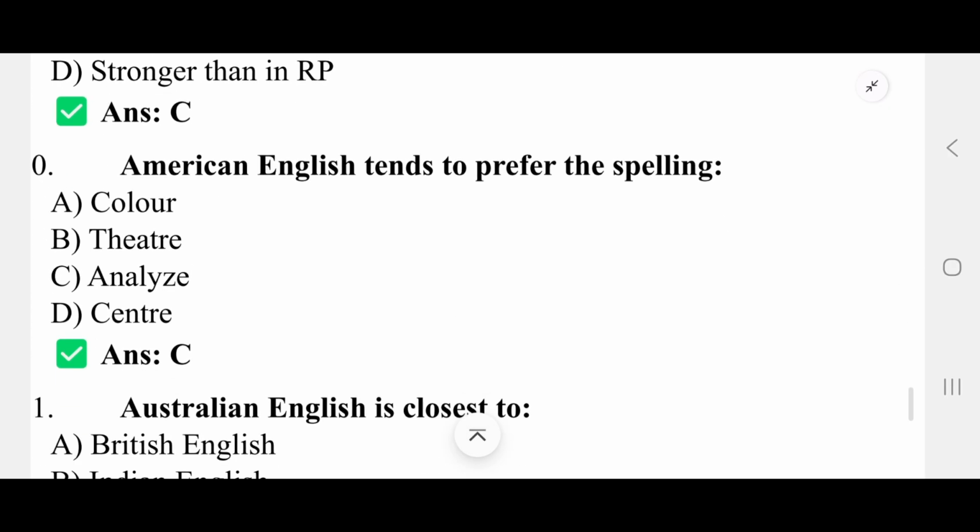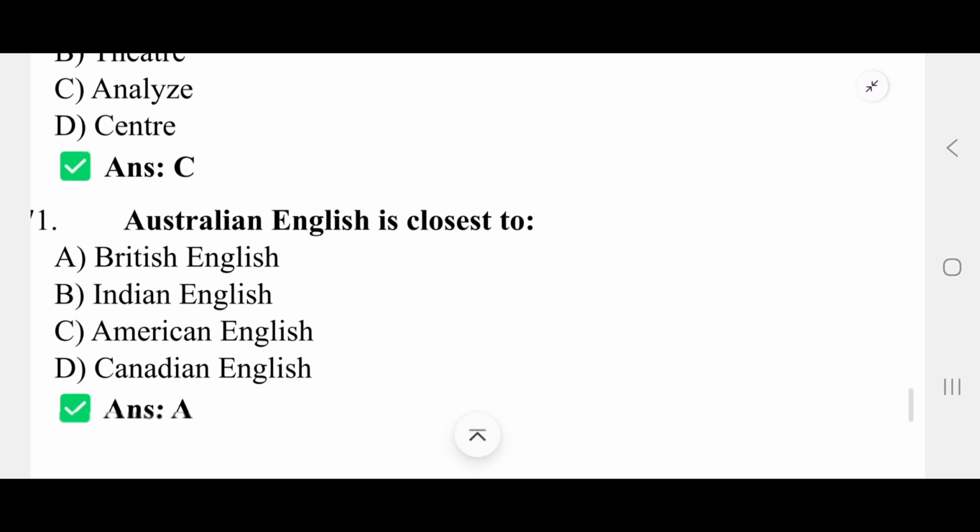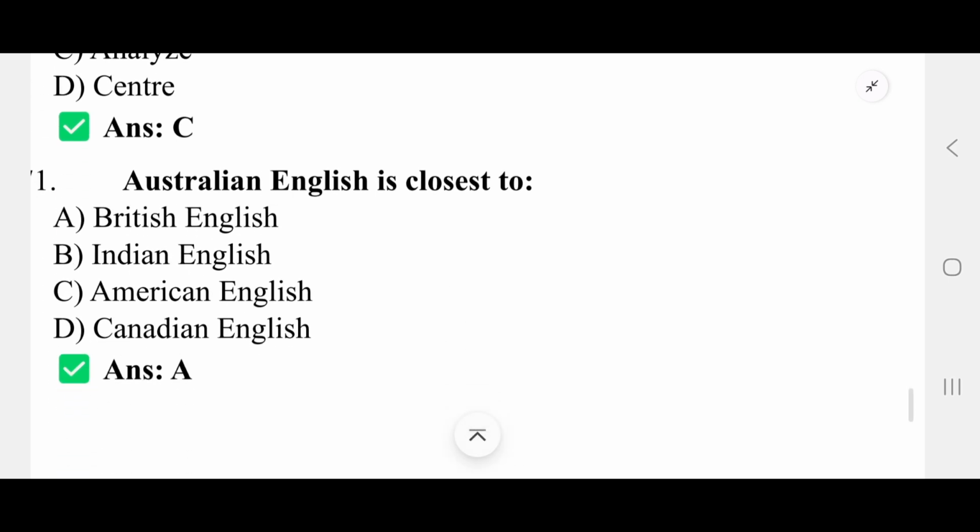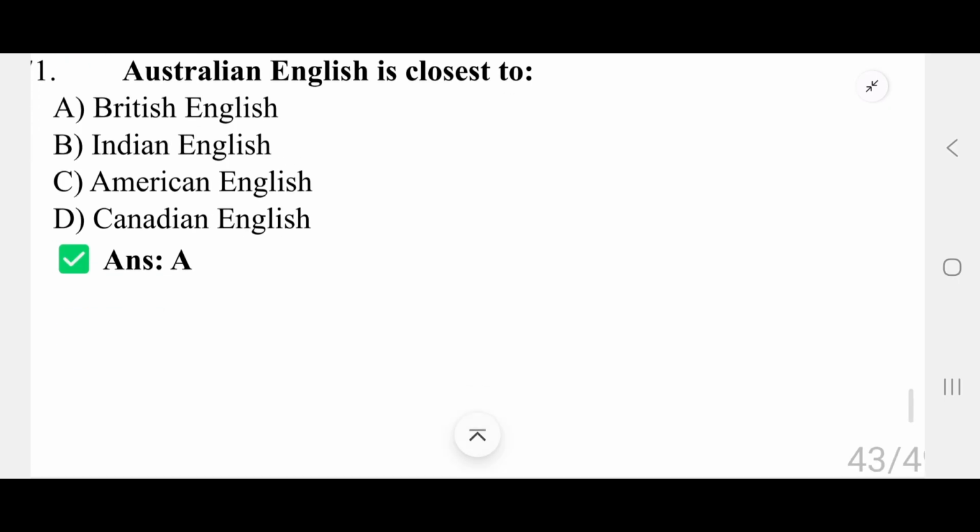American English tends to prefer the spelling color, theater, analyze, center. So here option C is the right answer. Australian English is closest to British English, Indian English, American English, Canadian English. So British English.